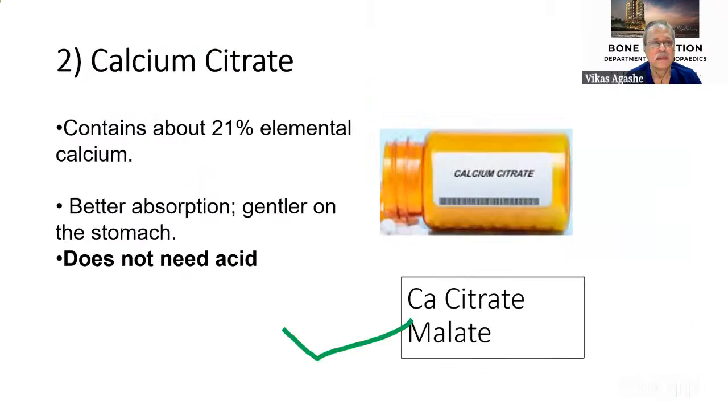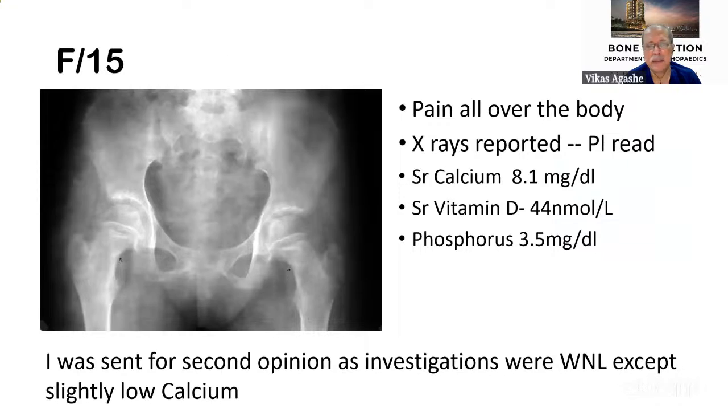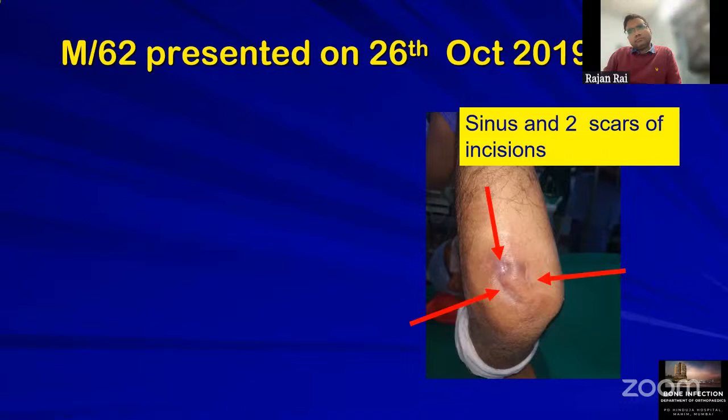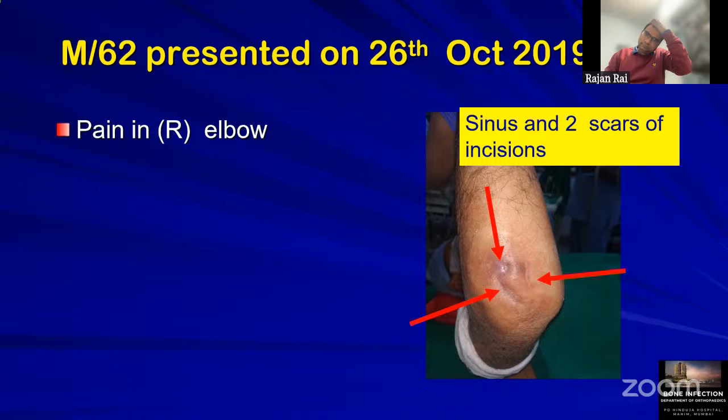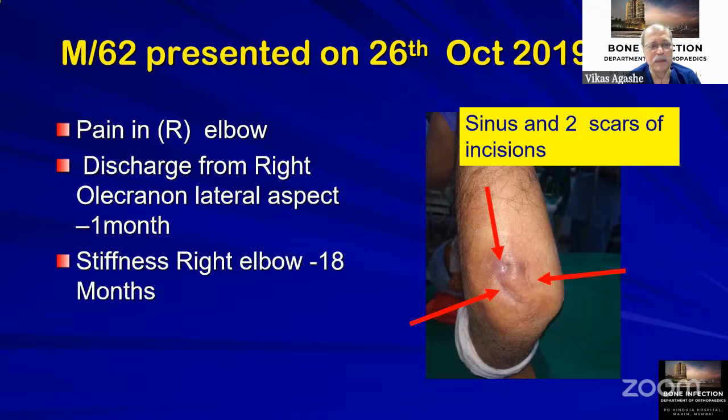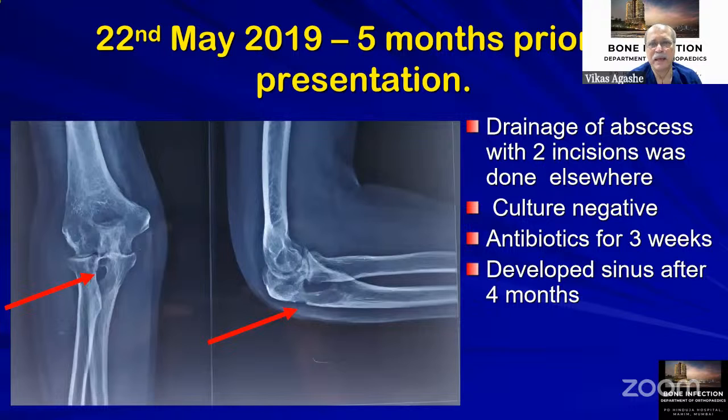Okay. So I will go to the next case now. This man presented with a sinus and 2 scars. Has pain in the elbow, discharge from right olecranon for 1 month, stiffness for 18 months, and that's the X-ray. This is 5 months before he presented to us. He had an abscess which was drained elsewhere. The culture was negative, and then he developed a sinus.